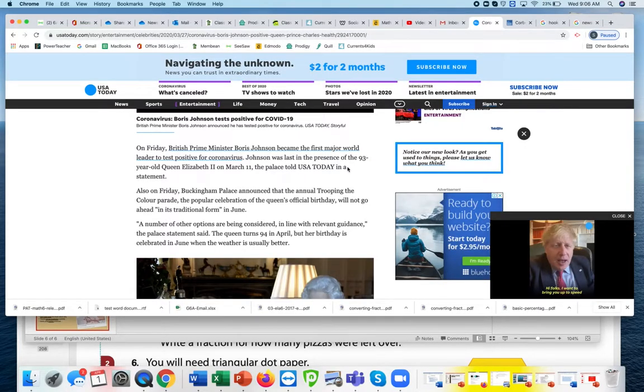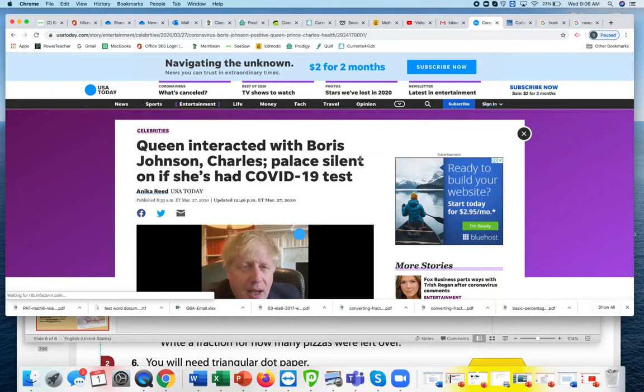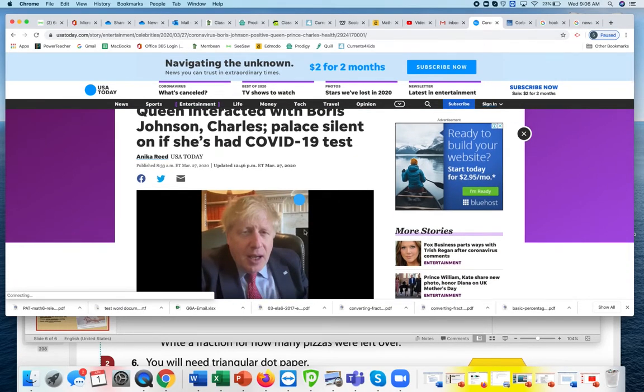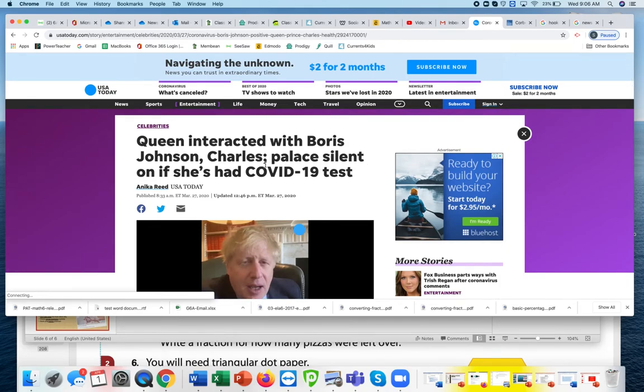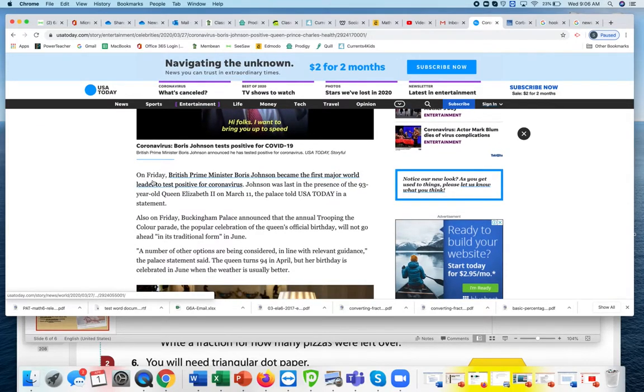Another one I found is about the Queen interacting with Boris Johnson, who is the prime minister of the UK, and then her son Charles. The palace is silent on if she's had a COVID-19 test. So this isn't necessarily the best introduction. They could have even just said this: British Prime Minister Boris Johnson became the first major world leader to test positive for coronavirus. Johnson was last in the presence of 93-year-old Queen Elizabeth on March 11th, the palace told USA Today in a statement. Okay, whoa, that makes us want to read more.